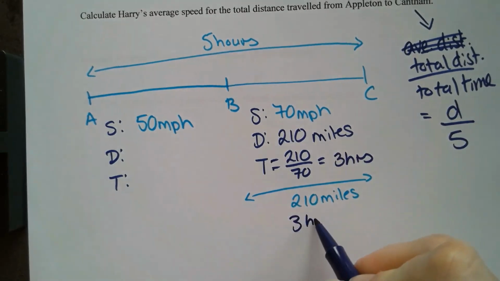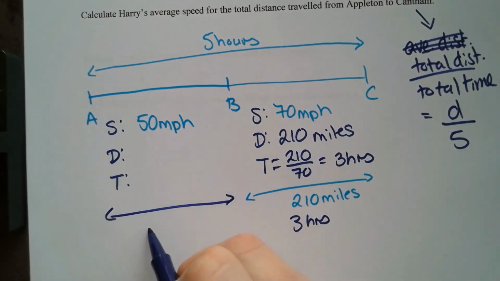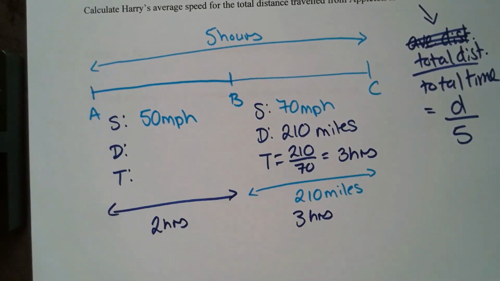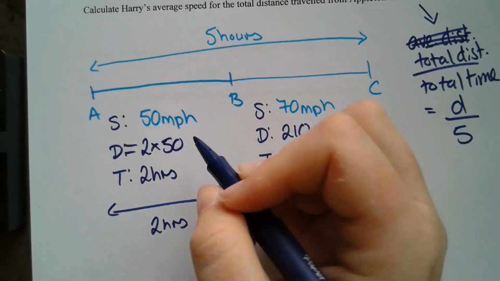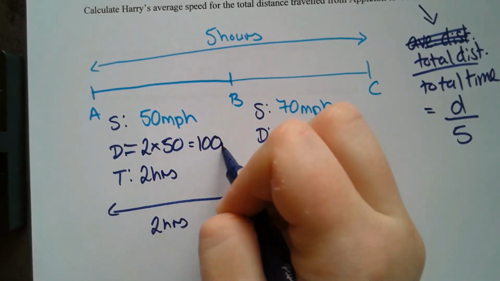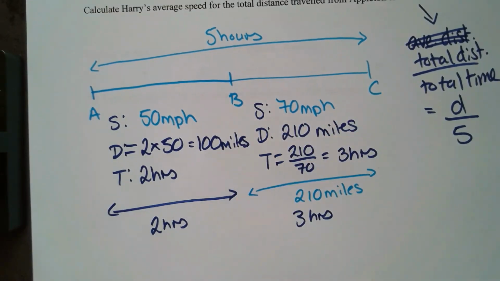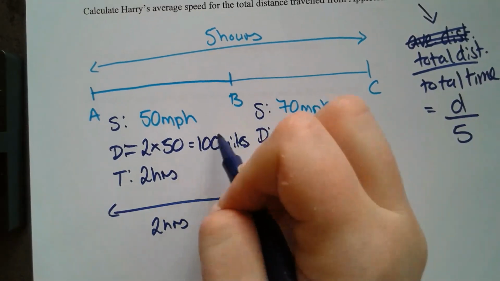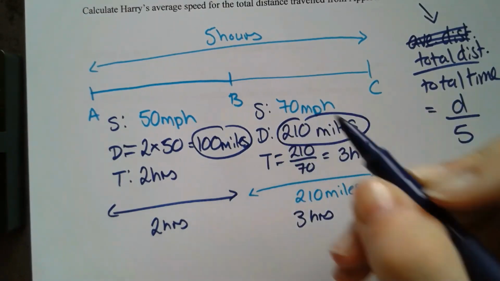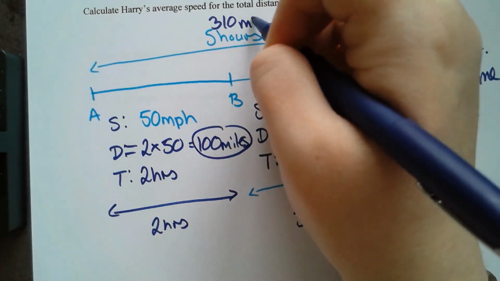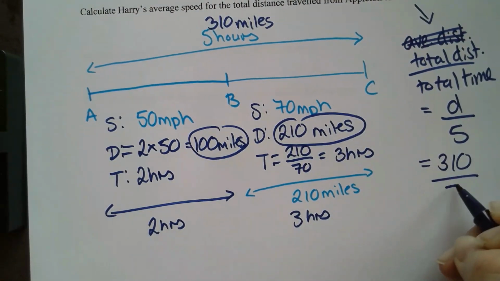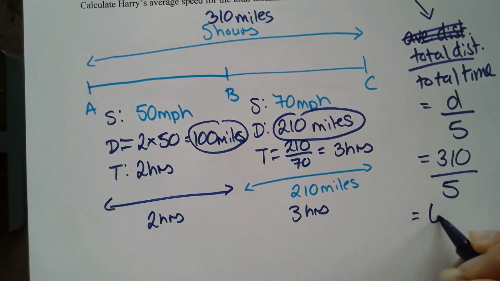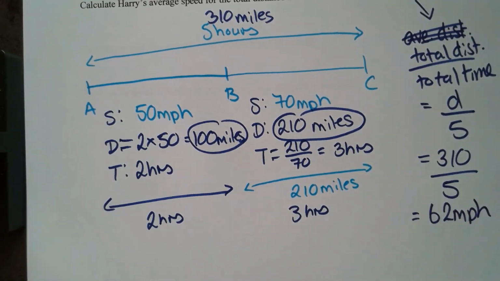If this section was 3 hours, that must mean that this section is 2 hours to make up the 5 in total. And to figure out the distance, I then need to do the time times the speed, 2 times 50 to get 100 miles in that first section. This means that my total distance is going to be 310 miles. That's 310 miles in 5 hours, which gives us 62 miles per hour in total.